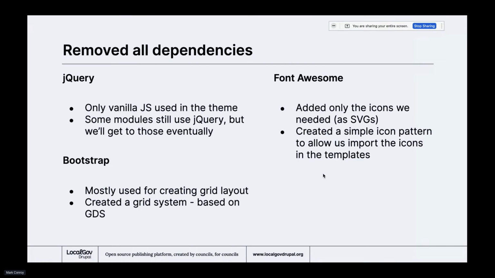So to get all this in progress, we removed all the dependencies that were in the current LocalGov theme. The first one we looked at was jQuery. In our current theme now, there's no jQuery whatsoever. There is some jQuery in some of the modules, and I hope we'll get around to each of those modules and rewrite them in vanilla JavaScript. That was to make sure that any JavaScript framework, if someone wanted to use something else, could be used, and you wouldn't have jQuery getting in the way.